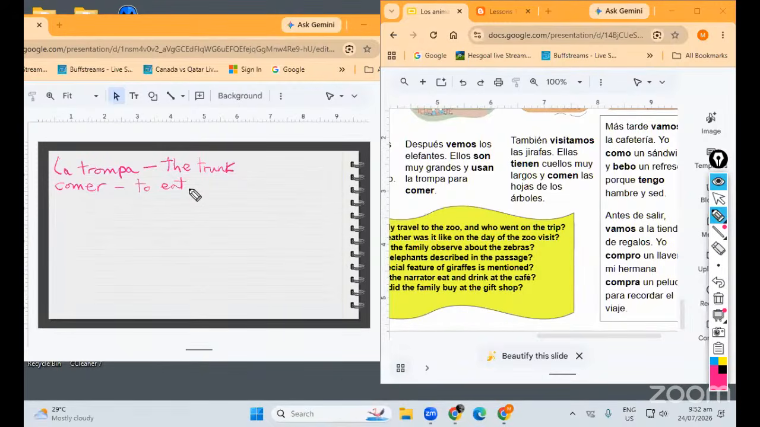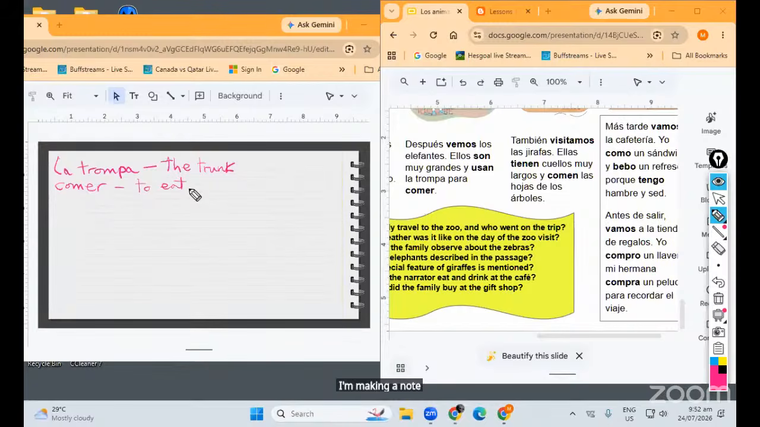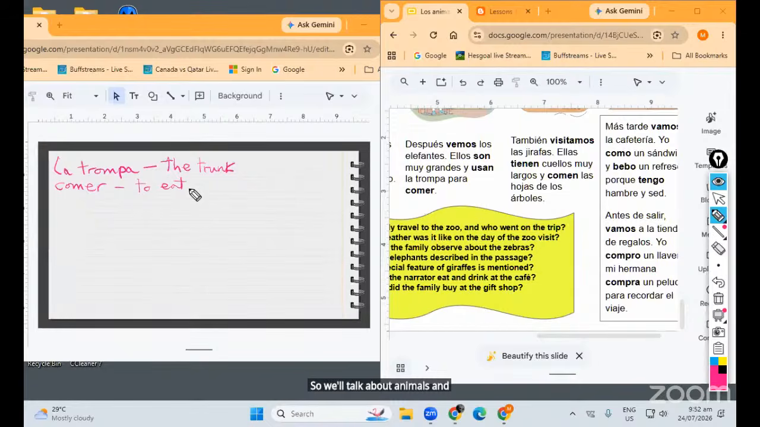Someone asked me earlier in the chat, it was a good question. These elephants are los elefantes, so they're either male or a mix of male and female, right? If the elephants were all female, it would become las elefantas. But I think next week I'm making a note to do a separate lesson on animals and gender, both in this class and the Tuesday class. Tuesday class we did pets, here we're doing zoo animals. So we'll talk about animals and gender, but I need to have examples ready to go. So I'll prepare that for next week.